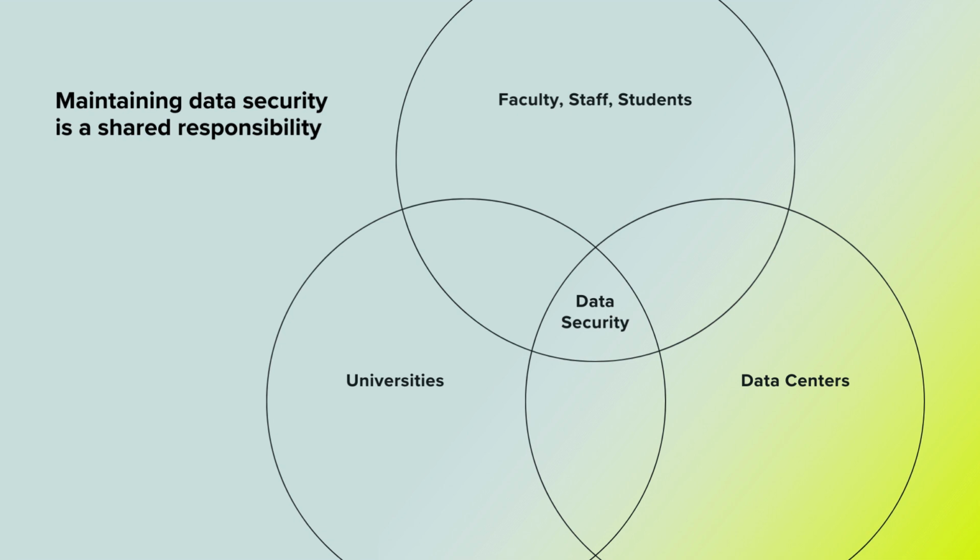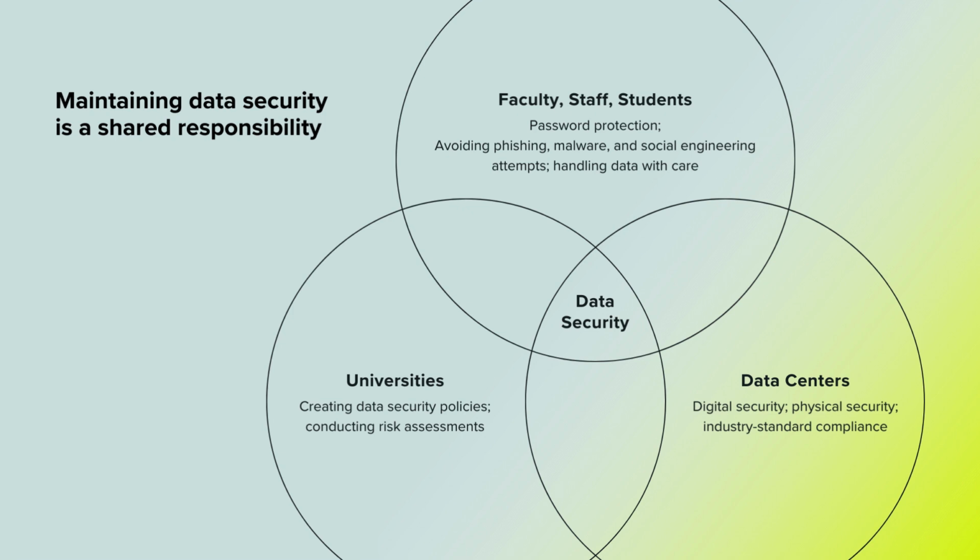for keeping data secure. Let's explore the responsibilities at each level, beginning with the end user in this context, faculty, staff, and students. Faculty, staff, and students are responsible for using strong passwords, changing them regularly, and keeping them safe. They're also responsible for avoiding phishing, malware, and social engineering attempts, and proper data handling, which includes securing and encrypting sensitive data and disposing of it properly.